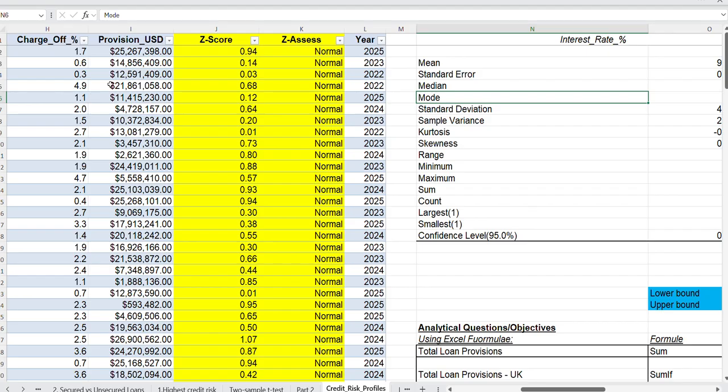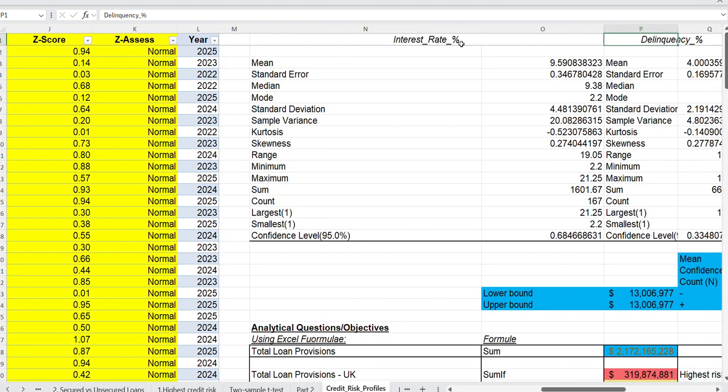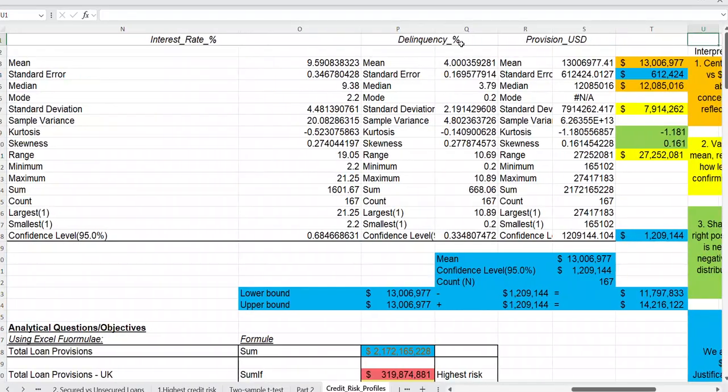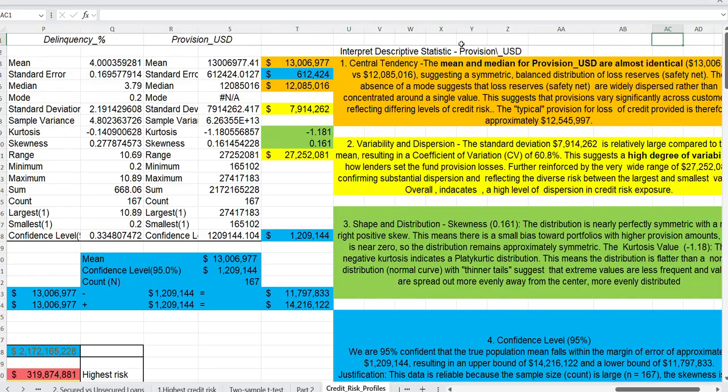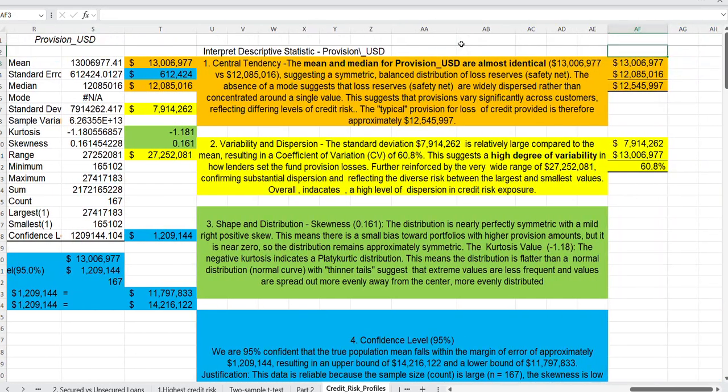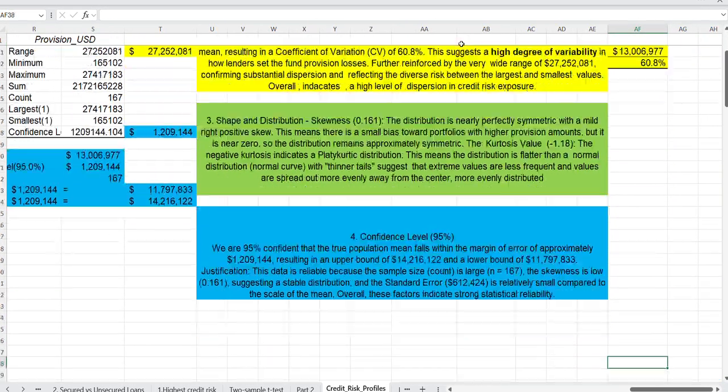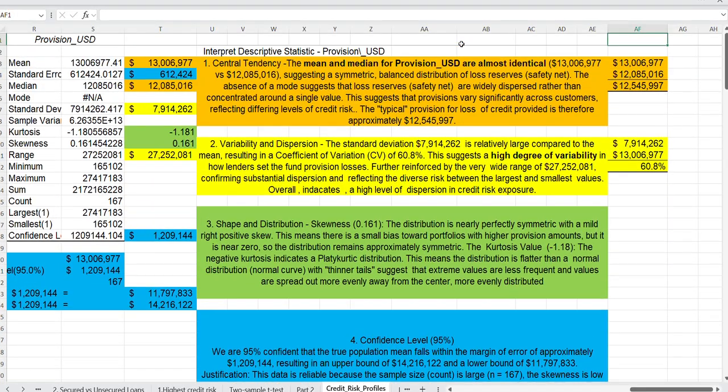The first analysis we did was descriptive statistics, and the three categories we chose were interest rates, delinquencies or late payments, and provisions. For provisions, three different sections are interpreted and written down here. But for this presentation, I'll be focusing on the mean and the median for provision for bad debt.